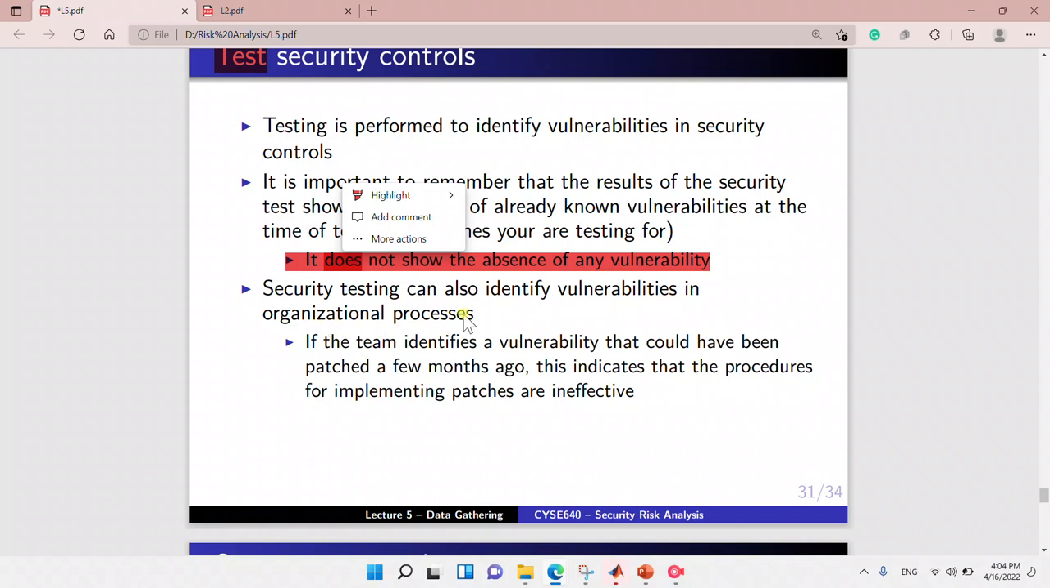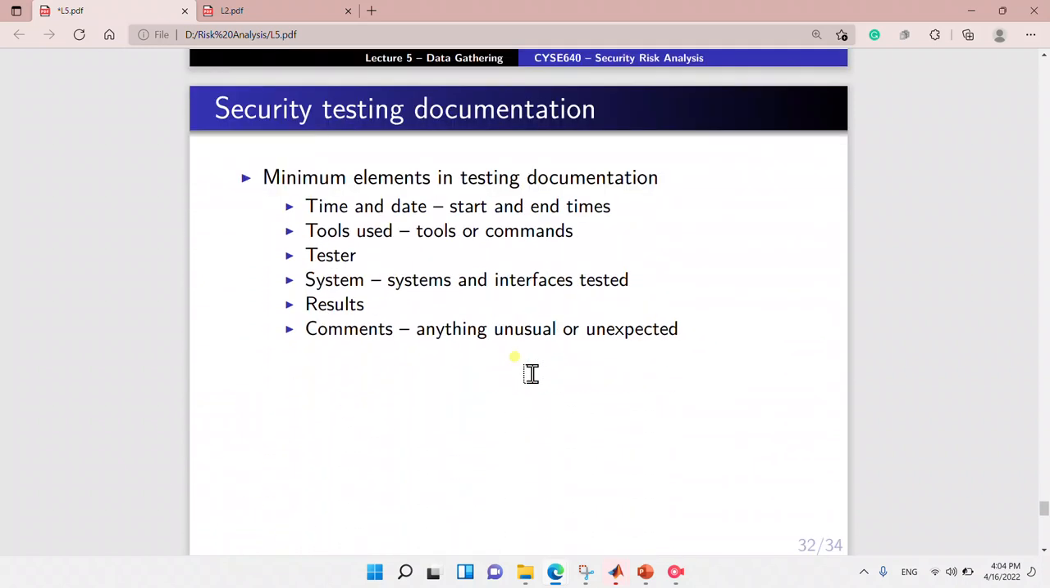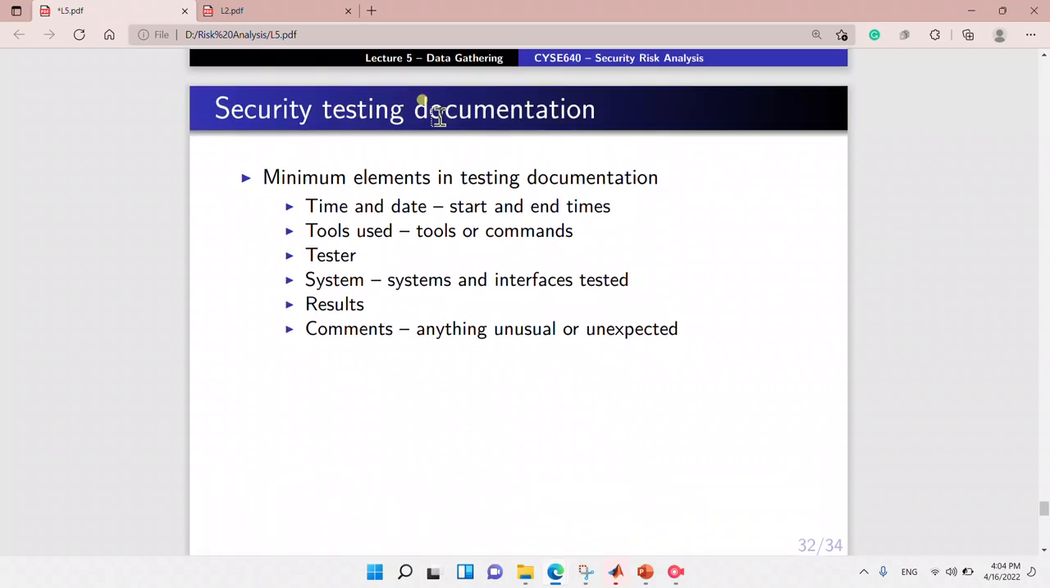Okay, security testing can also identify vulnerabilities in organizational processes. So if a team identifies a vulnerability that could have been patched a few months ago, this indicates that the procedures of implementing patches are ineffective. Okay. So لما يكون عندنا vulnerability نقدر نشيلها. And we have security testing documentation.